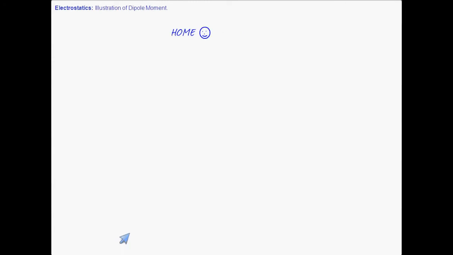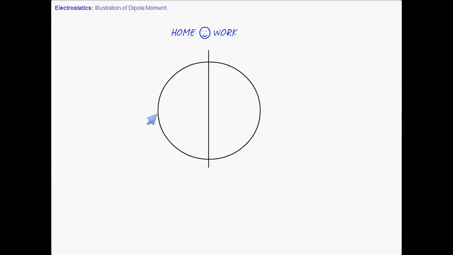Now a homework. Find out the dipole moment of a ring for which the linear charge density is lambda naught cos theta, where theta is this polar angle. Okay. Now we'll talk in the next.